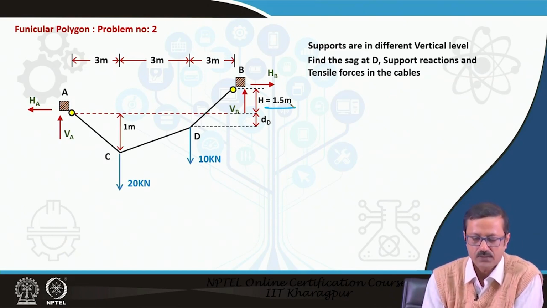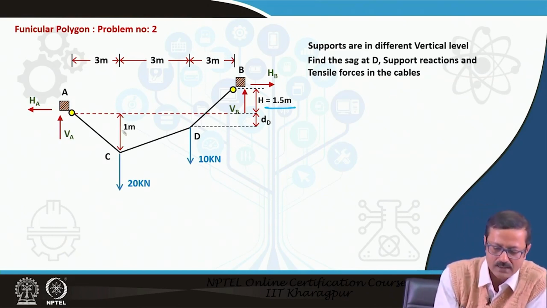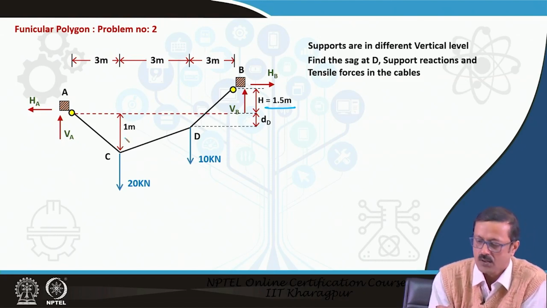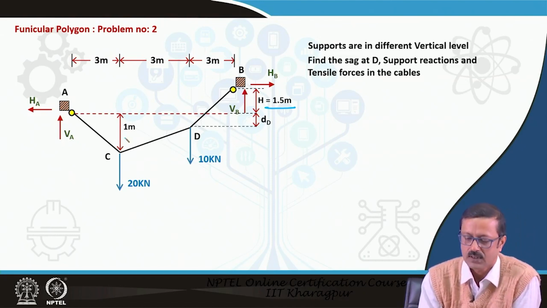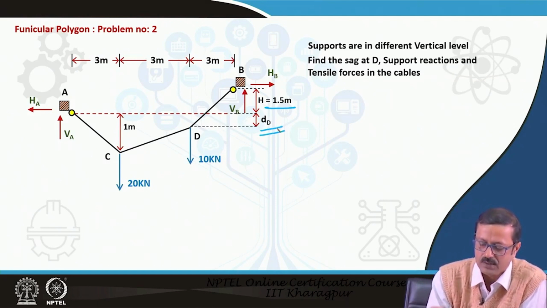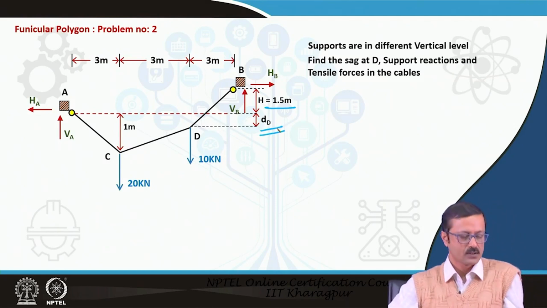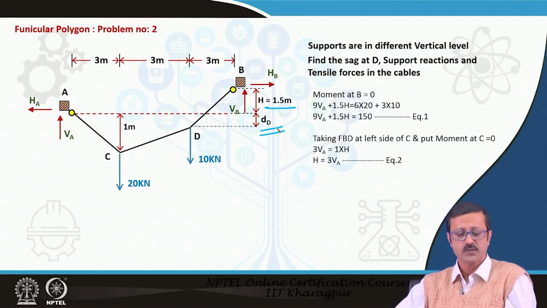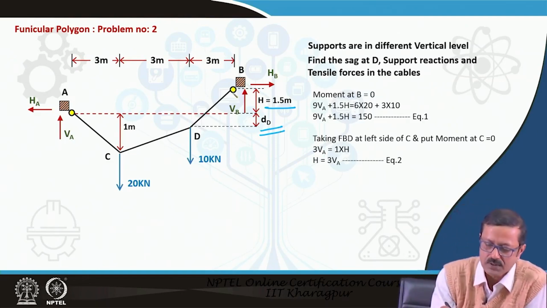So now I need to find out, and the sag length is 1 meter at that particular point, it is given. I need to find out the tensile forces in the cable, and first I have to find out the sag at D, which is also unknown. So if I take moment about B and put it equal to 0, all the forces come into this moment equation.